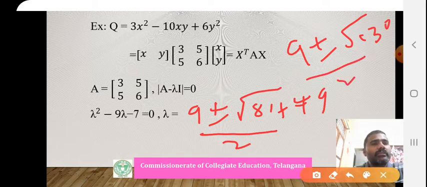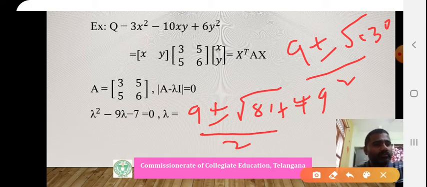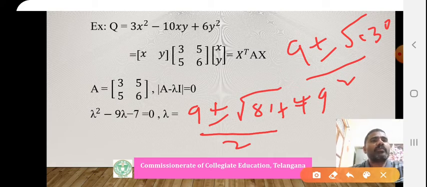81 plus 49 is 130, and root 130 is almost 11, more than 11. So 9 minus 11 is negative and 9 plus 11 is positive. One eigenvalue is positive and one eigenvalue is negative. That's why it is an indefinite quadratic form.